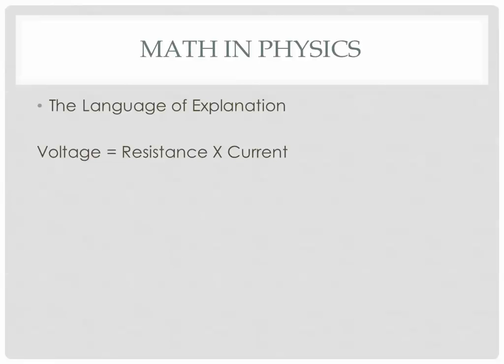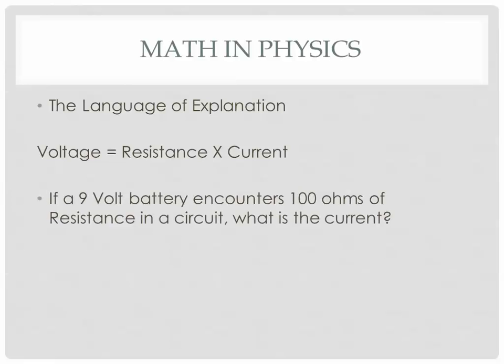For example, let's look at this formula that you're asked to use in your problem set. This is Ohm's law. Ohm's law states that in an electrical circuit, voltage is equal to the resistance times the current in the circuit. So you might get a problem such as this. If a 9-volt battery encounters 100 ohms of resistance in a circuit, what is the current?